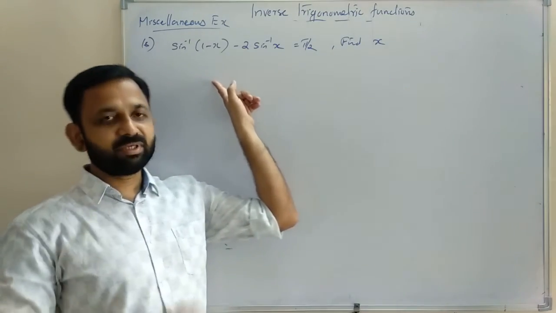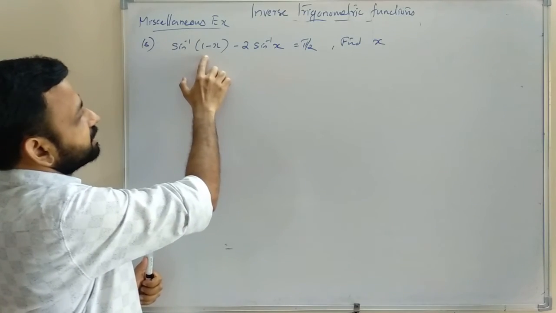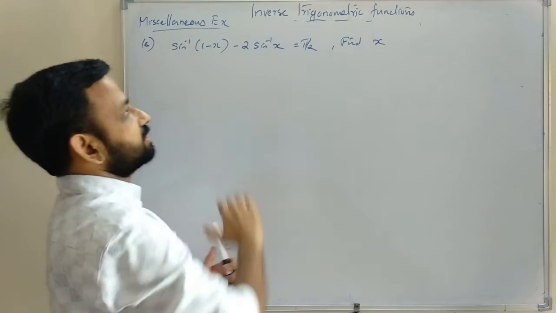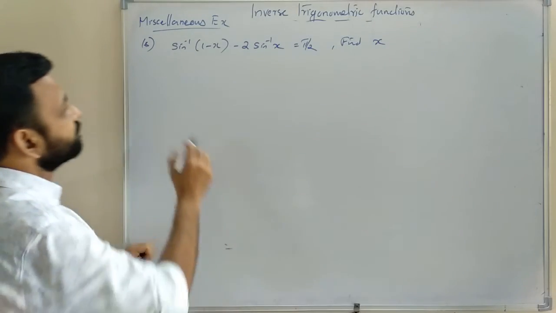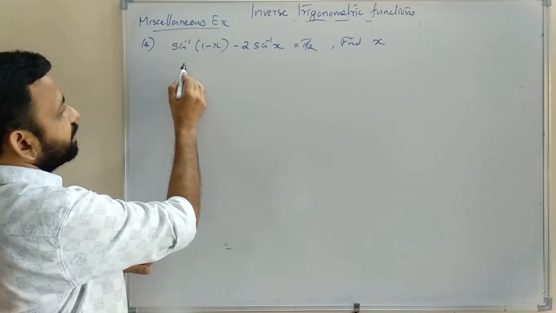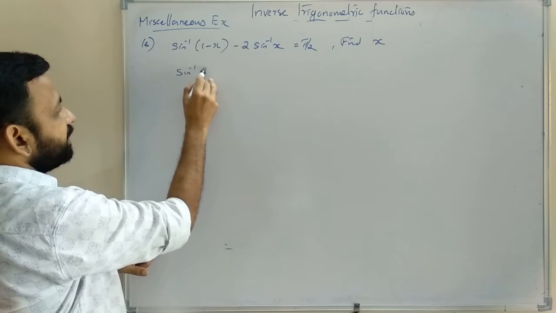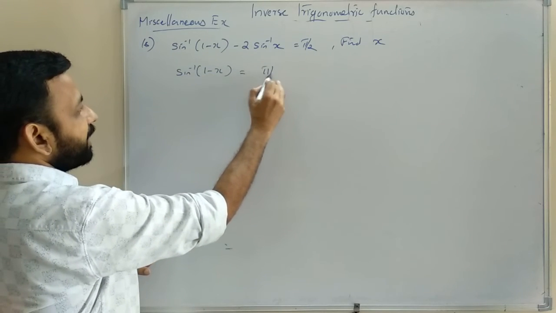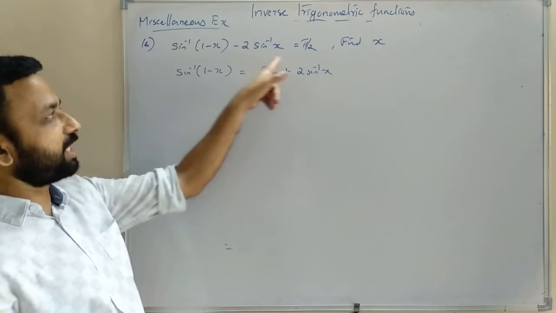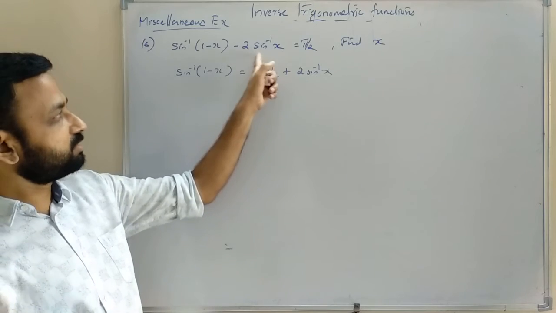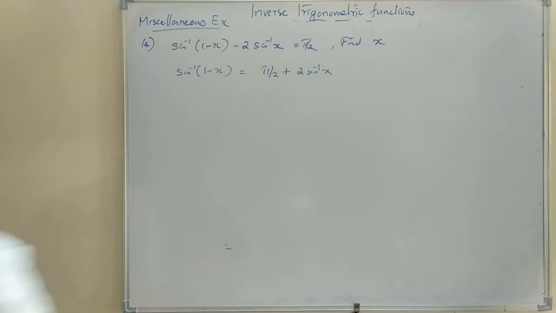Now we will do question number 16: sin inverse (1 minus x) minus 2 sin inverse x equal to pi by 2. We need to find the value of x. That is our question. Here we can take this expression from left to right: sin inverse (1 minus x) is equal to pi by 2 plus 2 sin inverse x, when we take minus 2 sin inverse x from left to right.